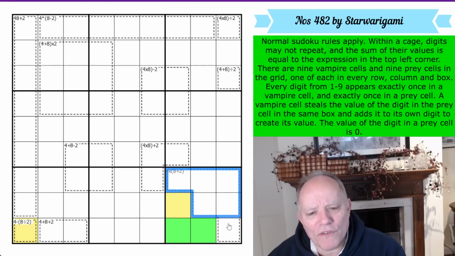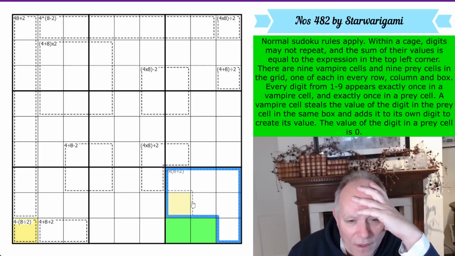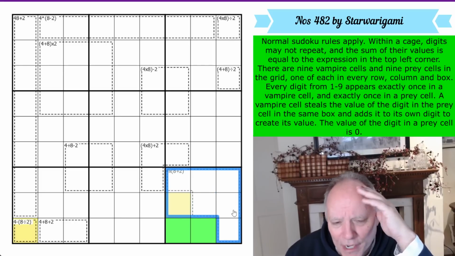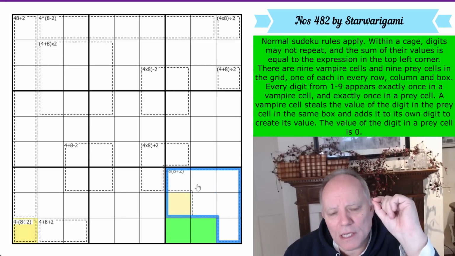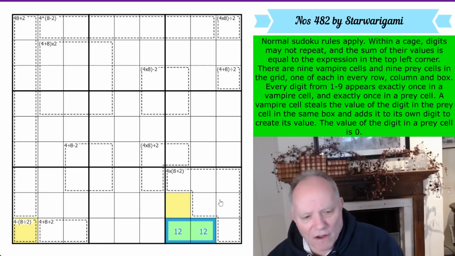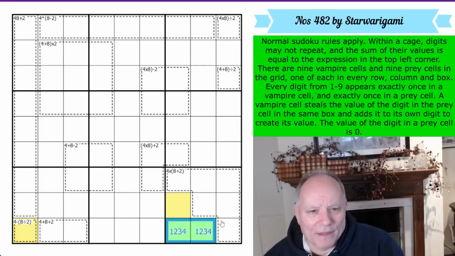Actually, I think we could go further. If we add all of those together, aren't we coming to 40? Because the vampire cell, which is in this cage, is going to take that value. And all the other values within this region are being counted. So I think those 7 cells add up to 40, and these 2 add up to 5. What do you think of that? I think that's right, but this is doing my head in.